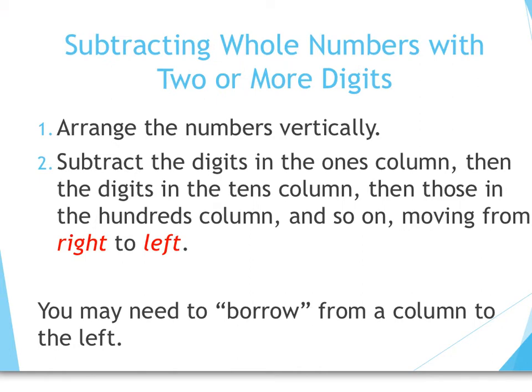You may need to borrow from a column to the left if you cannot take the number from that group, such as if you only have 3 and you want to take 7 from a group. You may have to borrow from the group to the left of it. Let's look at some examples.